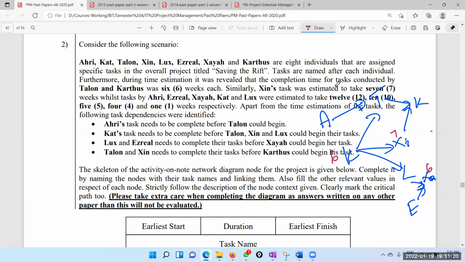Since the task was estimated at 7 weeks, what is the answer? 12. Then Israel 10.